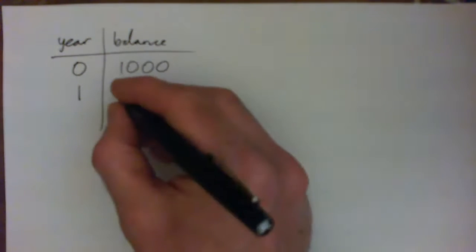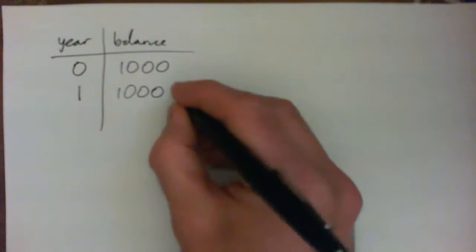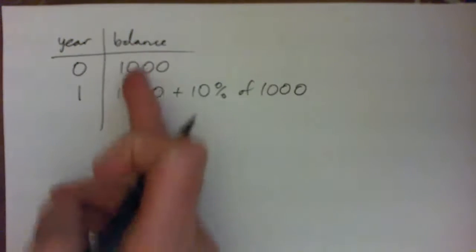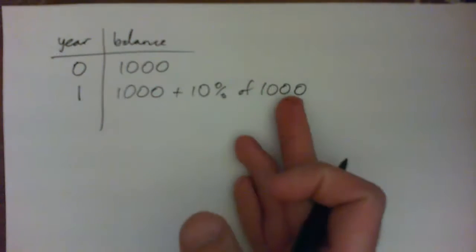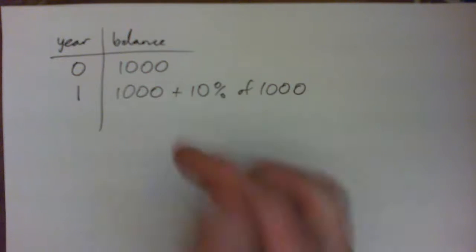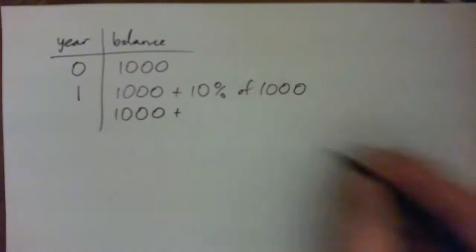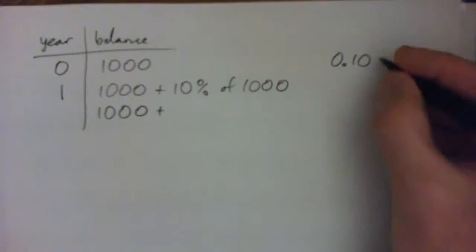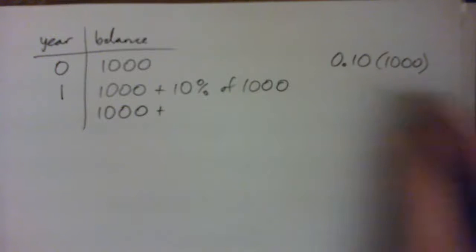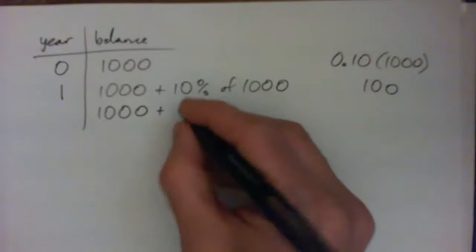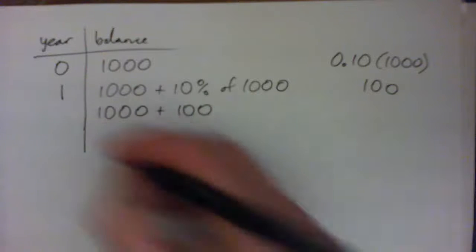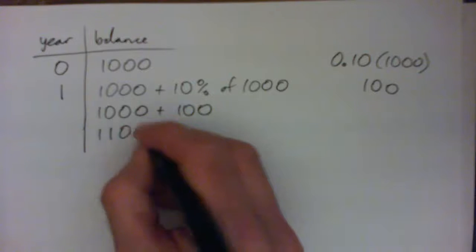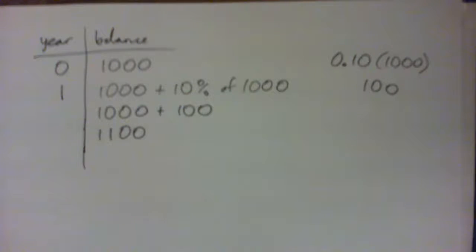we keep our 1,000, right? And we add 10% of 1,000. That's the interest. So obviously you've got your 1,000 that's already there, and 10% of that is added on, right? So you get your 1,000 plus 0.10, 10% times 1,000. 10% of 1,000 is 100, right? So after the first year, we have $1,100, right? You okay with that?